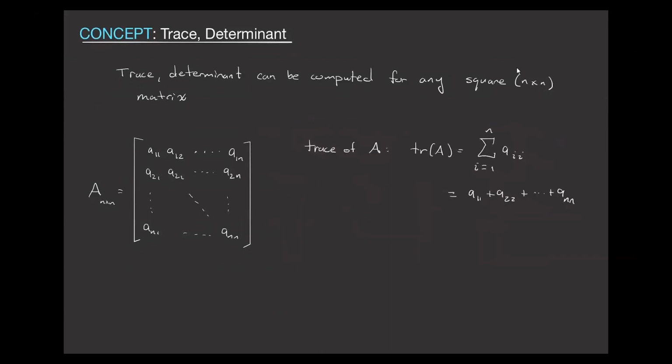So the trace, let's see, how do I want to color this? Let's say it's this magenta. And then what I'll do is I'll take the diagonal here and I'll color it like this. So the trace is just adding up all the main diagonal entries, where the main diagonal is this here. The determinant is not quite so easy.